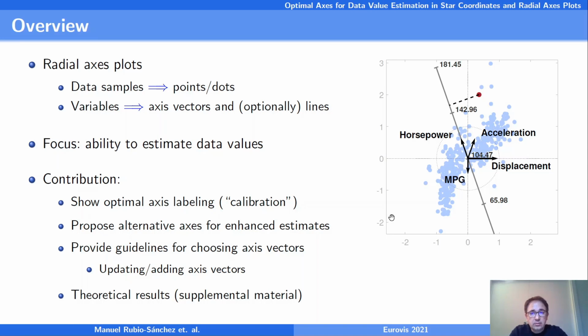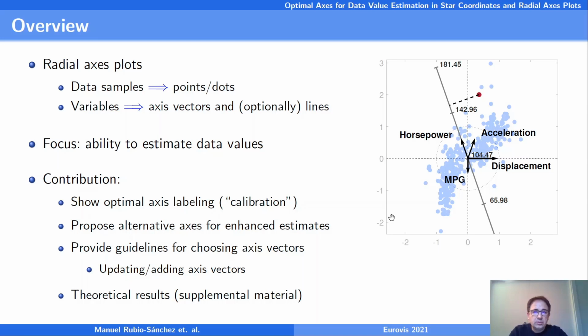It is also possible to include axis lines that allow users to estimate original data values by projecting points orthogonally onto these axes. So for example, in the image on the right, we have a data set of cars, and we can estimate the value of horsepower for the car represented by the red dot by projecting it onto the axis. So in this case, we would estimate that the value of horsepower for that car is about 150. So the whole paper revolves around this idea of estimating data values optimally.